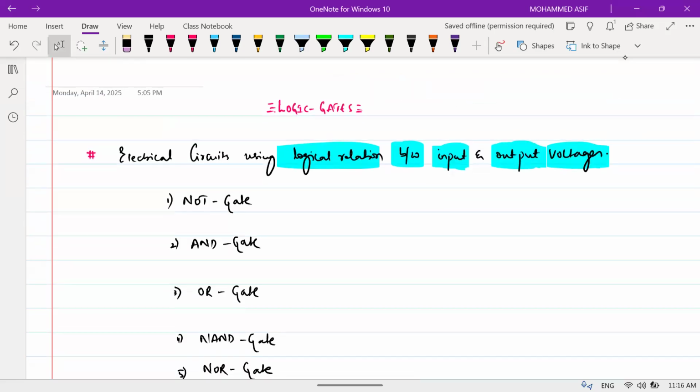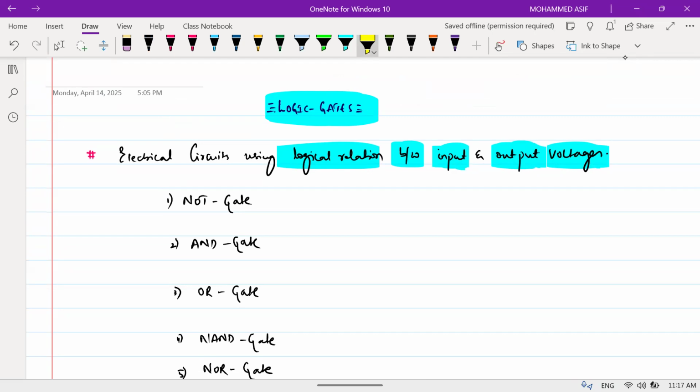So we're talking about logic gates, beta. In the logic gates, how do you define the logic gates, beta? Electrical circuits using the logical relations between the input and output. Input may be 0, 1, or output may be 1 and 0, anything like yes and no, false or true statement. That type of logical circuits you will be using.